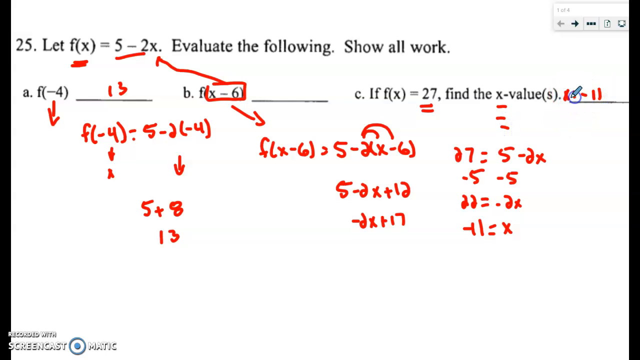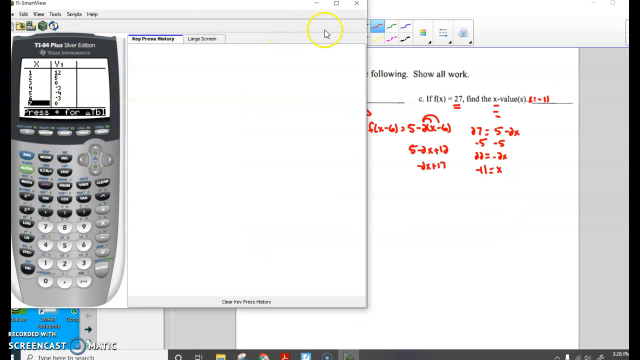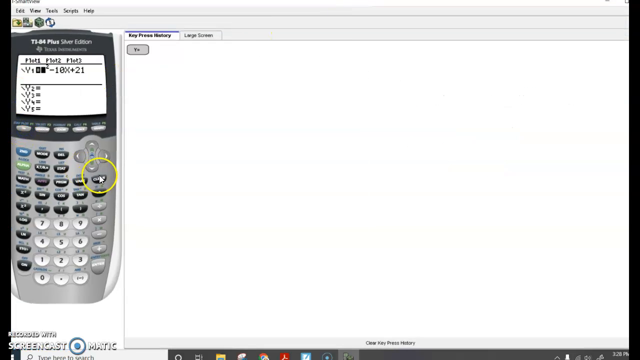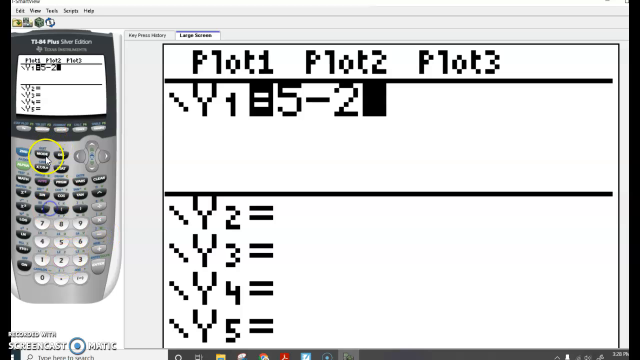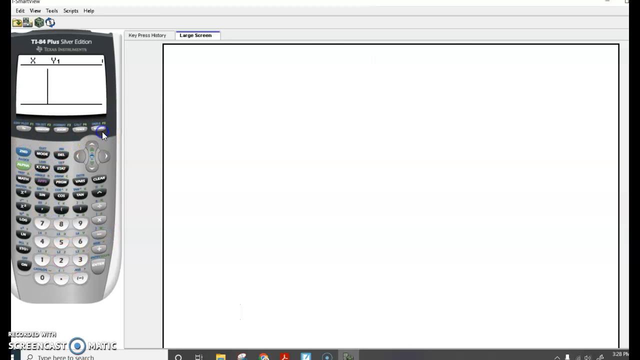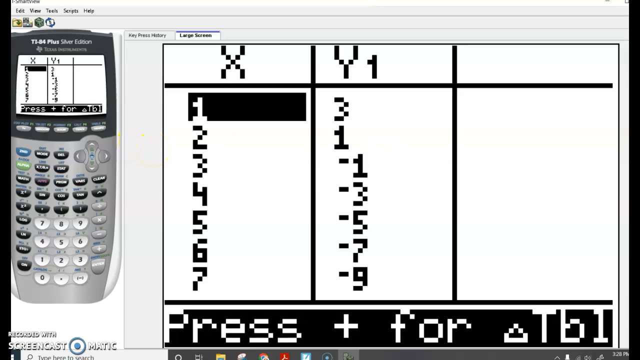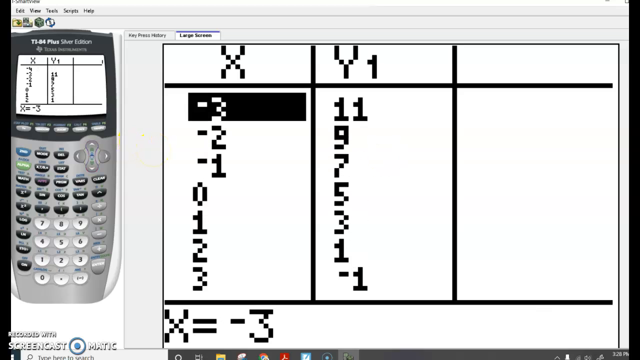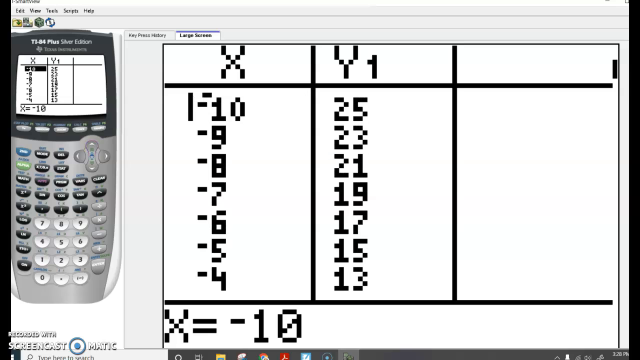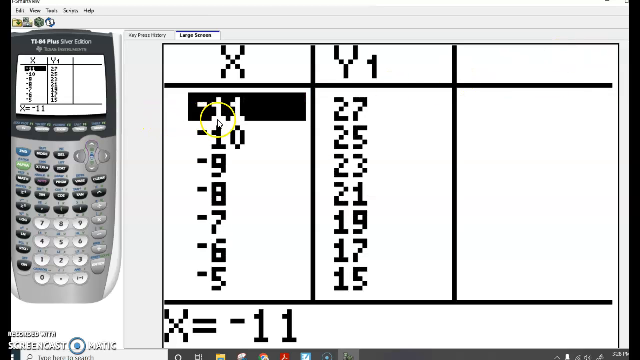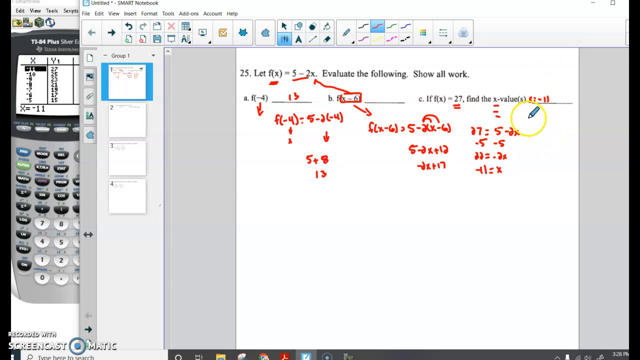Now, another way that I can look at this is I could put this equation in my calculator and solve it that way. So I'm going to put y equals 5 minus 2x, because that's what the equation is. And then I can look at my table of values and see, when do I get it to be 27? Now, if I go down, I won't get it, so I'm going to go up. And when do I get 27? Hopefully it matches what I had before. 27 is at negative 11. So my solution of negative 11 checks out, looking at my calculator or solving it.